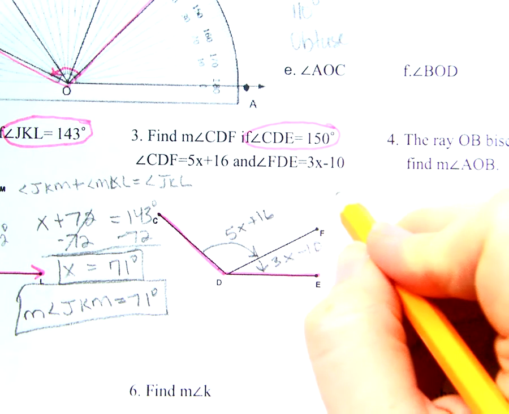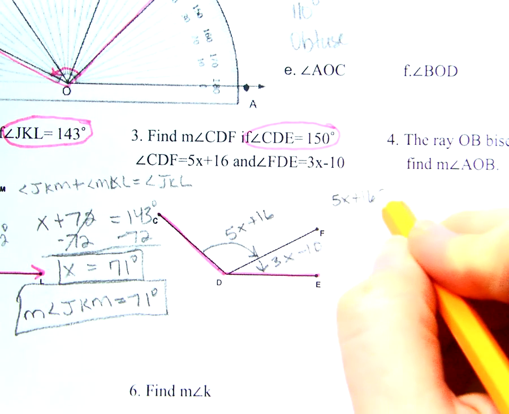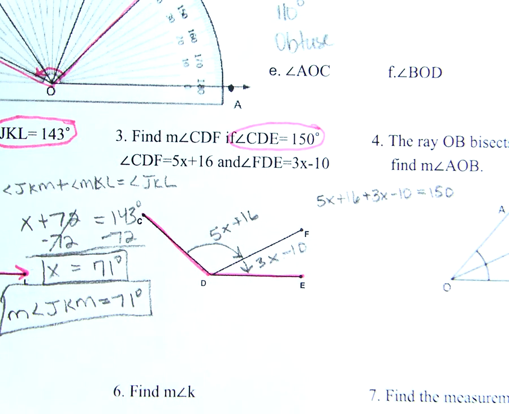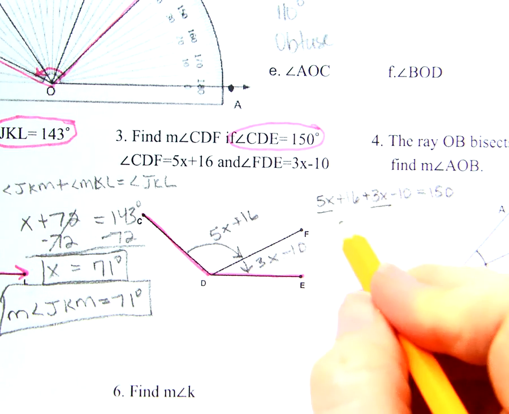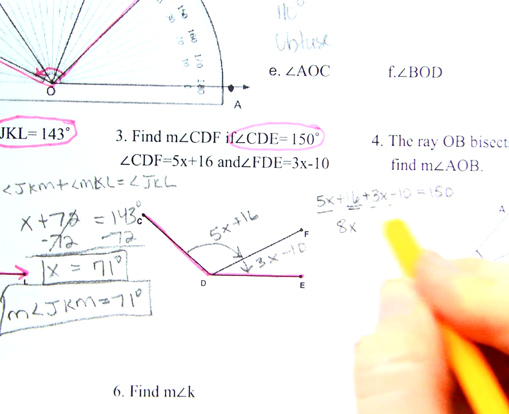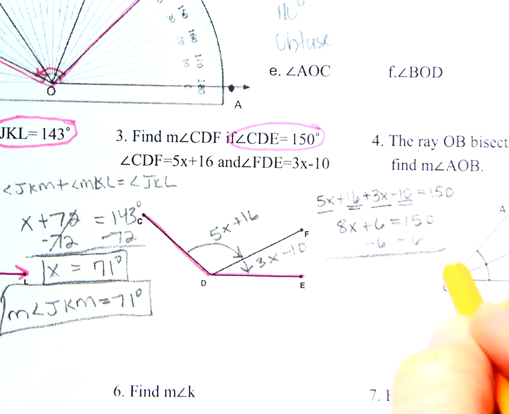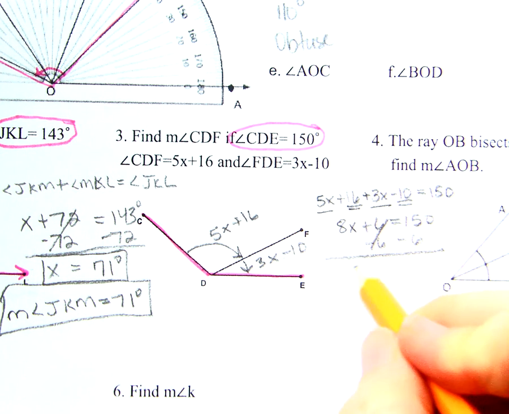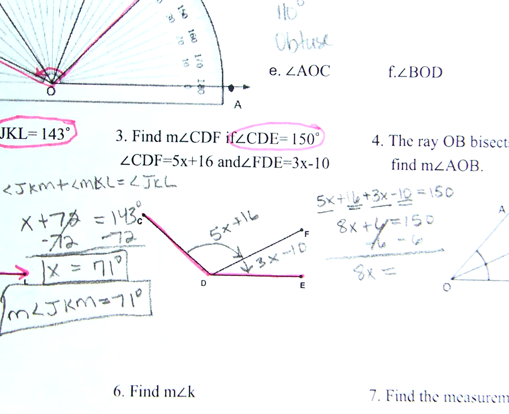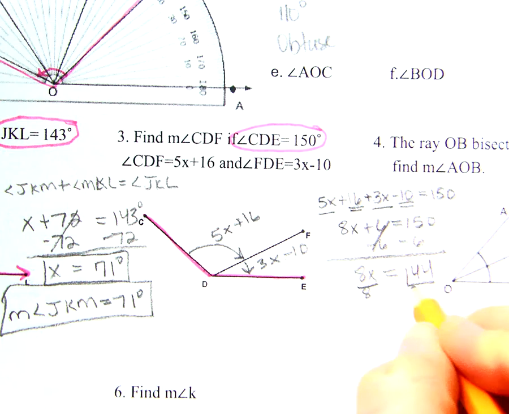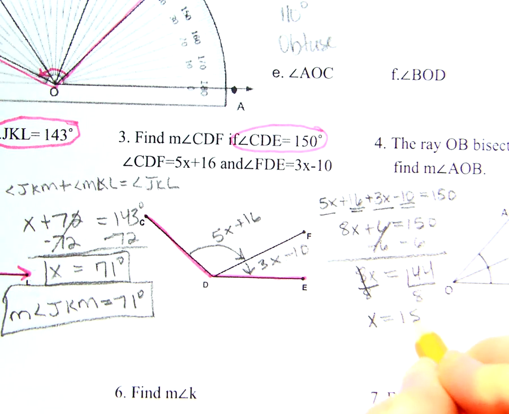So I know part plus part equals whole. I'm just going to add 5x plus 16 to 3x minus 10 and set that equal to 150. Then I can combine like terms. That's 8x, and 16 minus 10 is just plus 6. Then subtract 6. Use your line to organize if you feel like you still need that line, okay? 8x would be 144, and then I can divide both sides by 8, and that would give me 18.